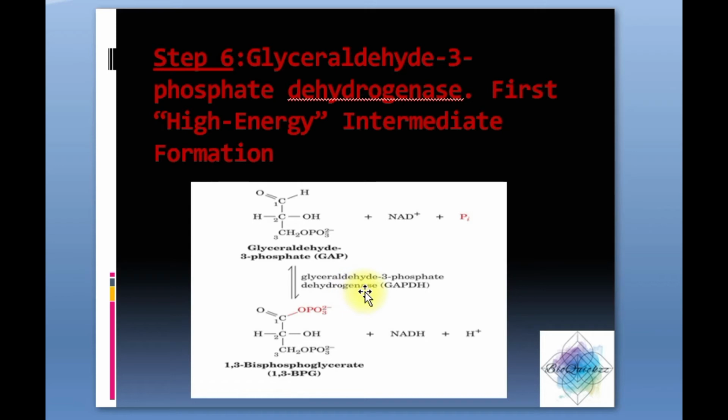Dehydrogenase means that there will be a dehydrogenation, that is removal of hydrogen. Here we can see in the C1 carbon, in glyceraldehyde 3-phosphate there was a hydrogen, but in 1,3-bisphosphoglycerate the hydrogen has been removed and a phosphate group has taken its place. Thus the name of the enzyme is dehydrogenase. This is step number 6.